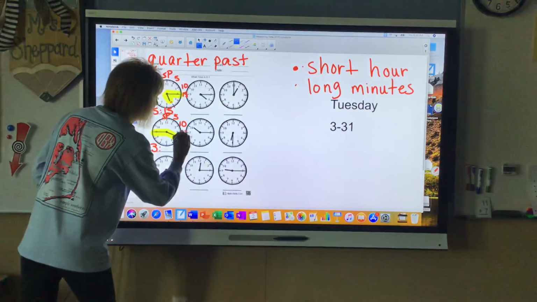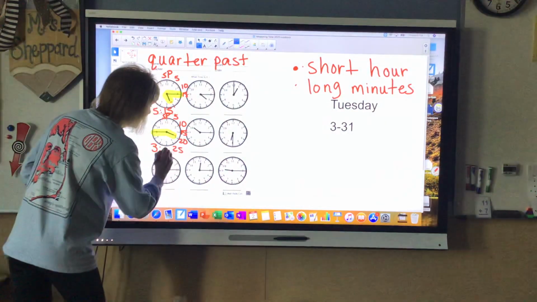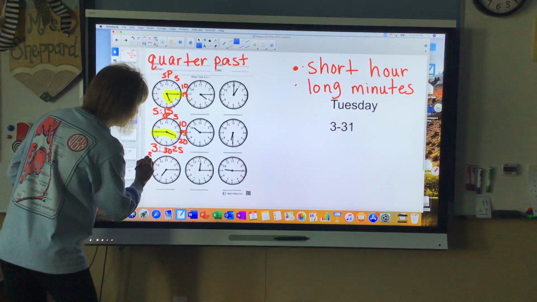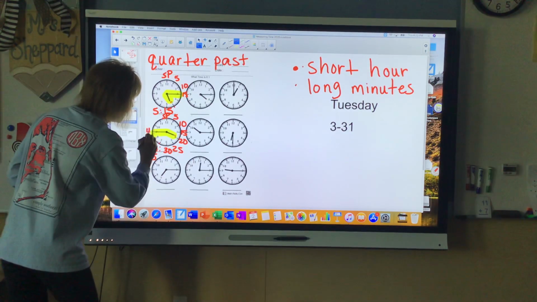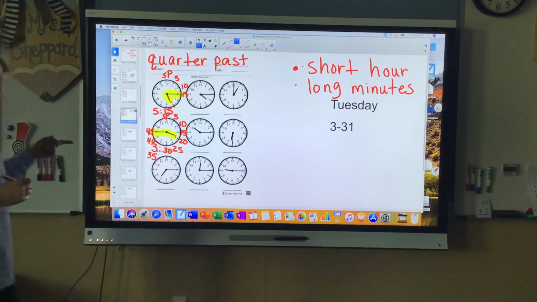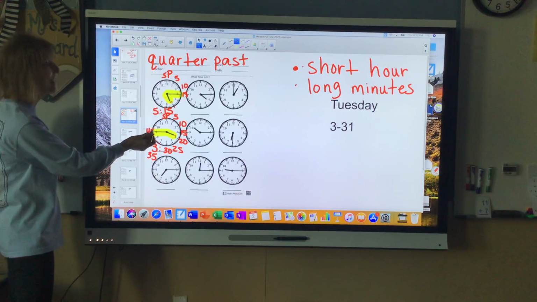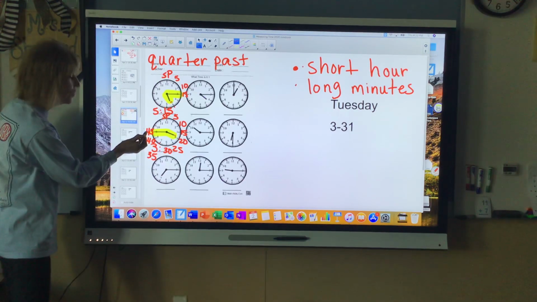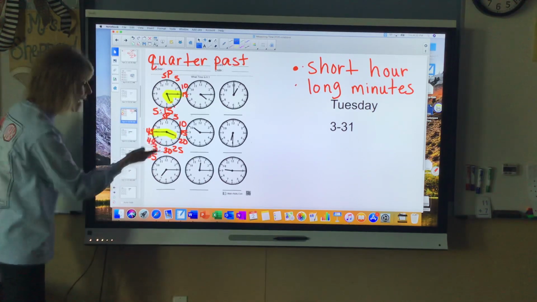5, 10, 15, 20, 25, 30. I'm going to zip down here. 35, 40, 45. Now, why did I stop on 45? Because my longhand stopped on the 9, and when I count by fives, when I get to the 9, I say 45. Now, this is all a mess.